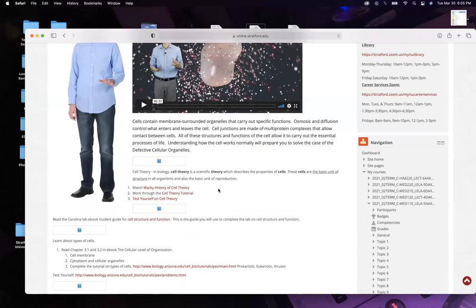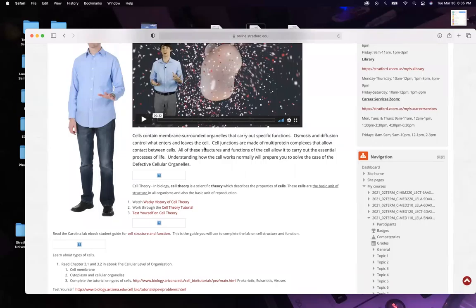It acts like a little human being. A human being has to have a brain, it has to have some protection, it has to eat, and it also has to defecate. And that's what the cell does as well.